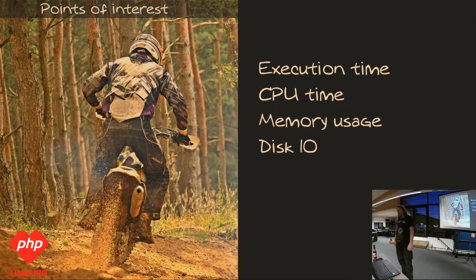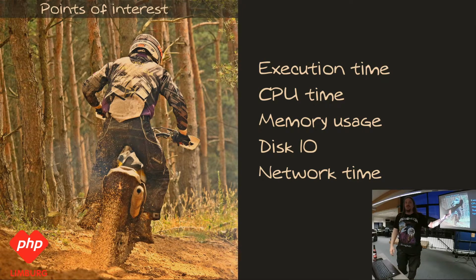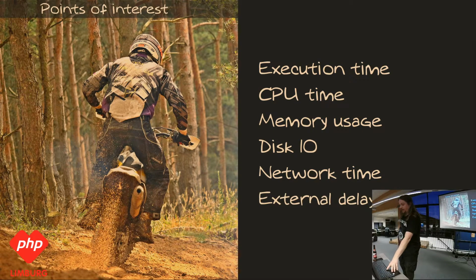And disk I/O is a tricky one because you will see slowdowns in applications that get a lot of traffic due to disk I/O, but the disk I/O can also be not from your application, but from another thing running on the same machine. And network time is also very interesting to know because sometimes you're just dealing with a slow external service. Well, external relays. That can also be your database.